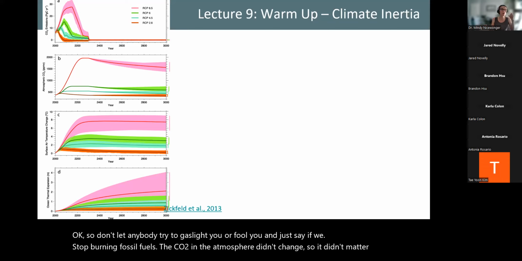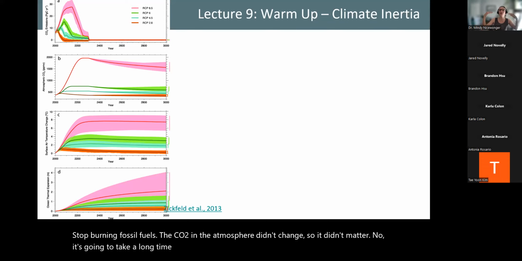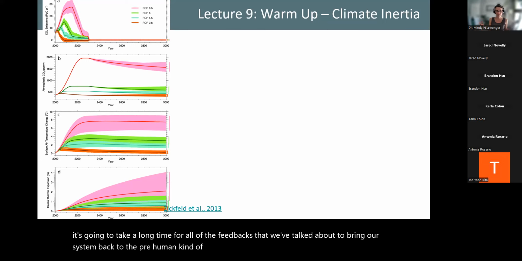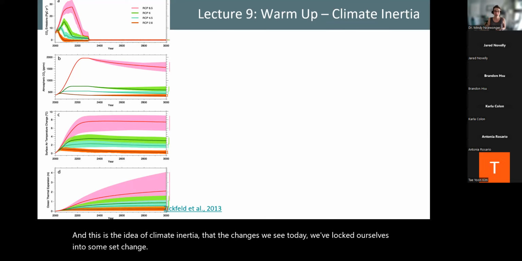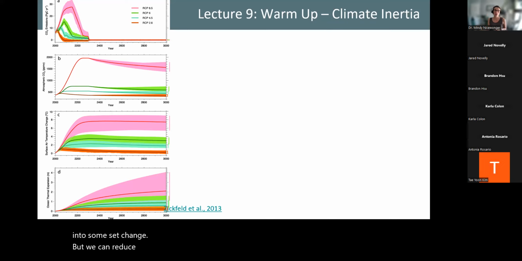No, it's going to take a long time for all of the feedbacks that we've talked about to bring our system back to the pre-human kind of benchmark. And this is the idea of climate inertia, that the changes we see today, we've locked ourselves into some set change, but we can reduce bigger change by acting swiftly.